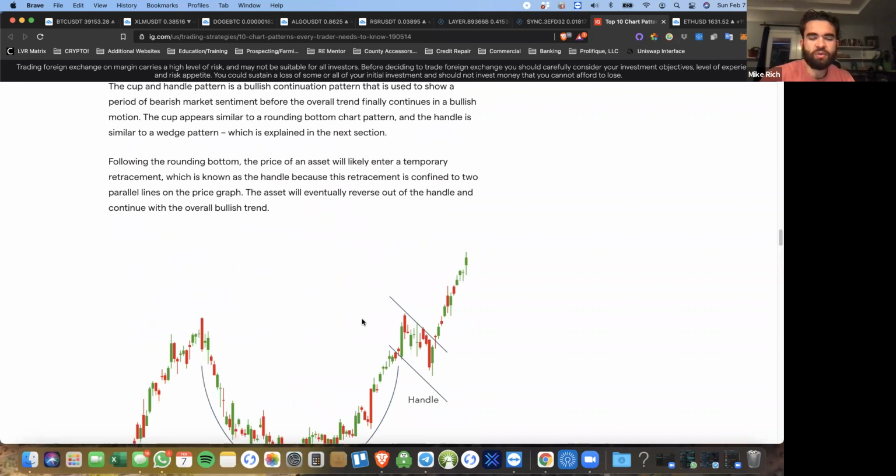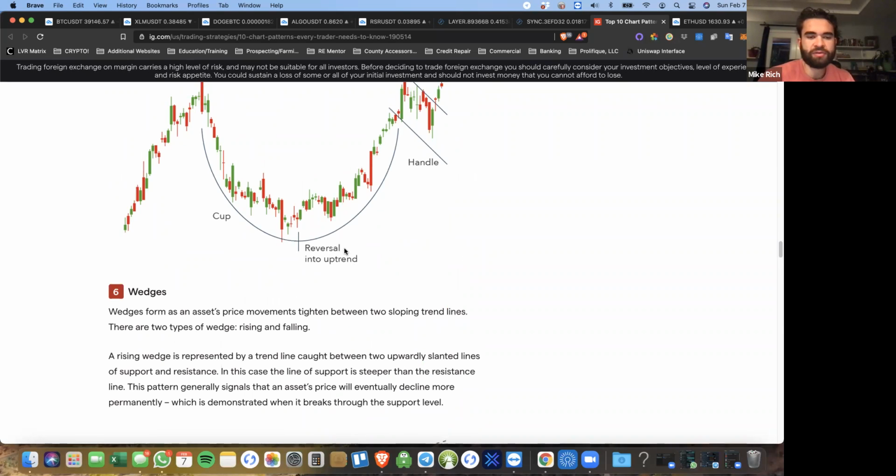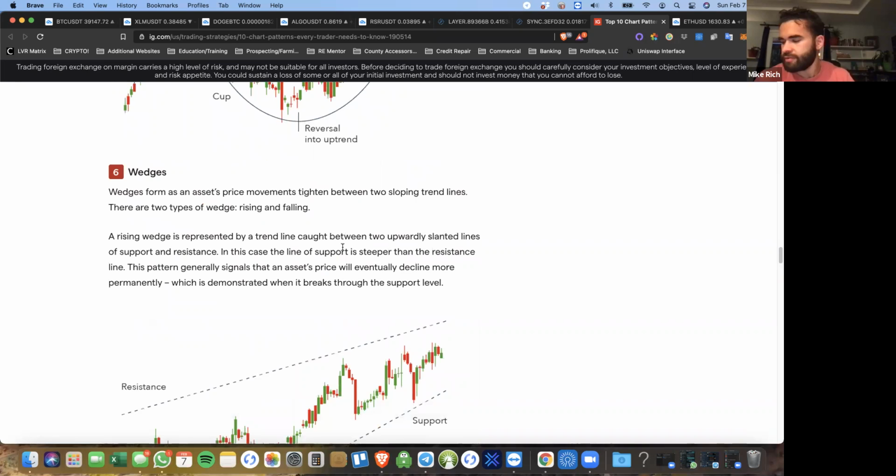I will start posting some more of these. I'll start posting some of these rounded bottoms and then these reverse patterns. Seems like you guys are somewhat versed in them. So, wedges, trading between two sloping trend lines. There are two types of wedge, rising and falling. A rising wedge is represented by a trend line where support is steeper than the resistance line. It suggests an asset's price will eventually decline more permanently, which is demonstrated when it breaks through the support level.